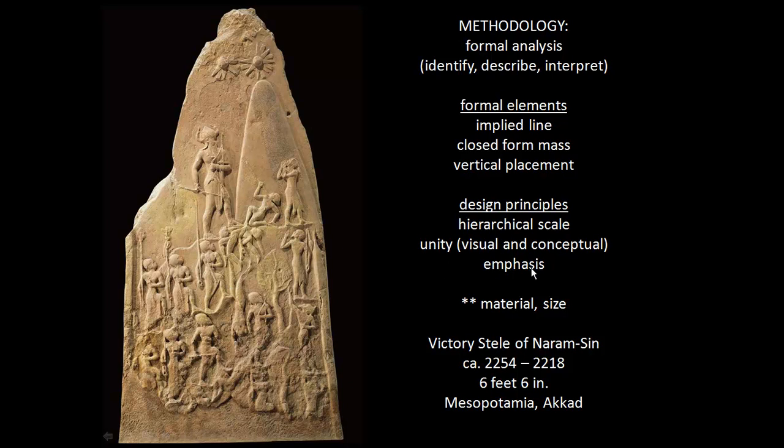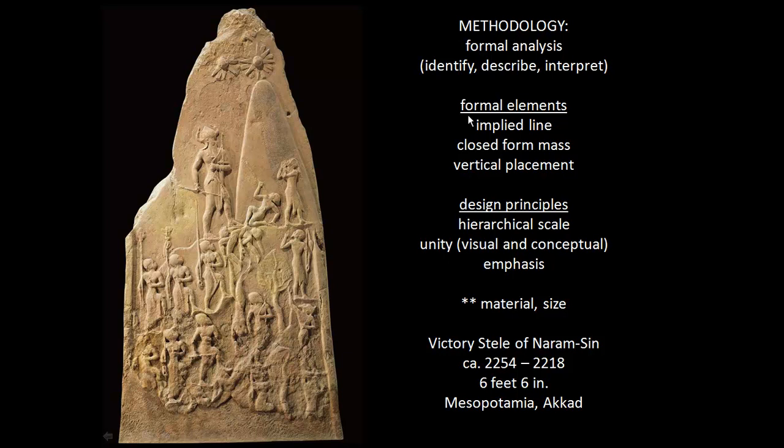And then emphasis. We know that we connect emphasis with focal point. What's the focal point, do we think, of this work? Clearly, it's this figure here. The majority of the implied lines lead us here. He's in one of the upper areas of the composition through vertical placement. We see hierarchical scale. Also, look at how crowded this composition is, but there's all the space around him here. That also helps to make him a point of focus as well.